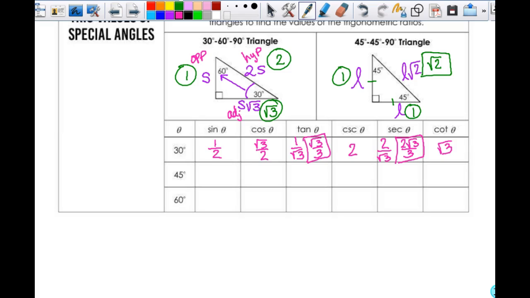So let's look at 45. Sine is, so I'll use this 45 here. So I'll use this one. This is the opposite. This is the hypotenuse. This is adjacent, right? So opposite over hypotenuse is going to be 1 over the square root of 2, which becomes square root of 2 over 2.